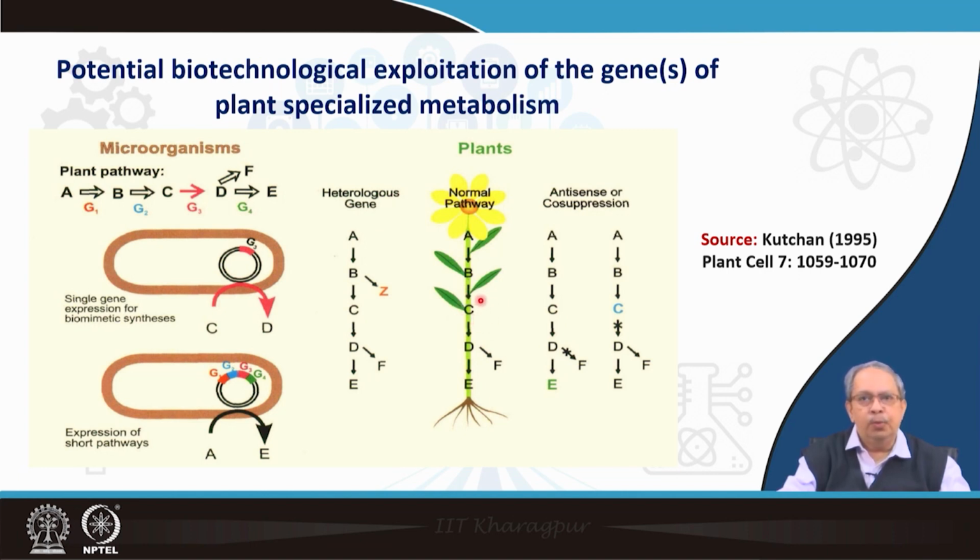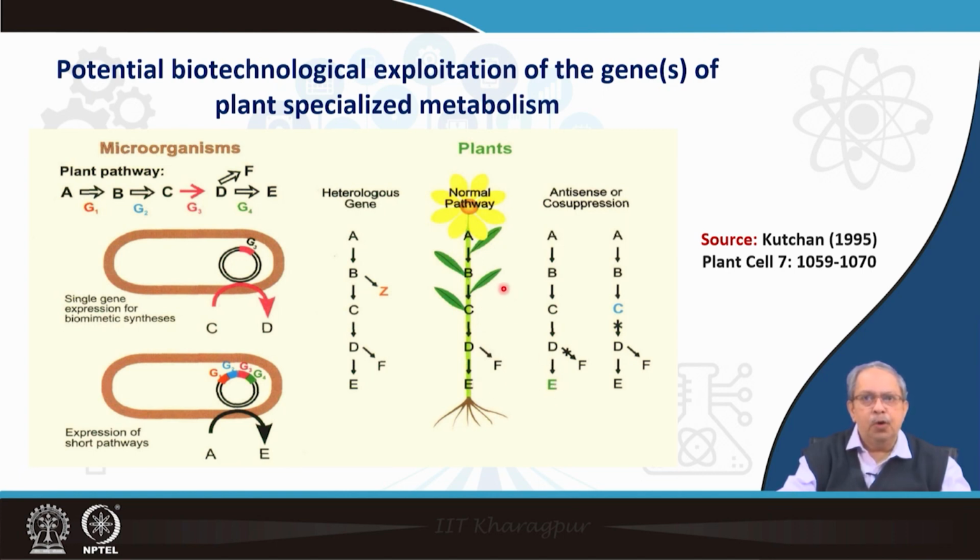to do? You have to block the downstream pathway, that is C to D onwards. So, that can be blocked. What is shown on the extreme right side is antisense suppression. Other way, if you want to make more of E, the competitive route from D to F must be blocked. So, what is shown here, and if that can be done, then you can accumulate more of E.